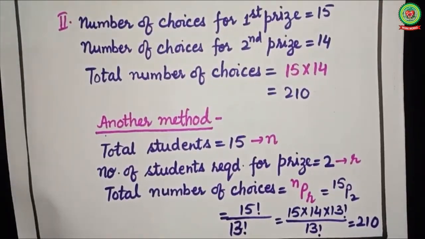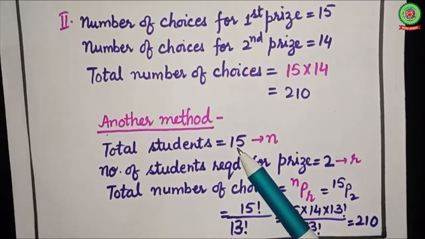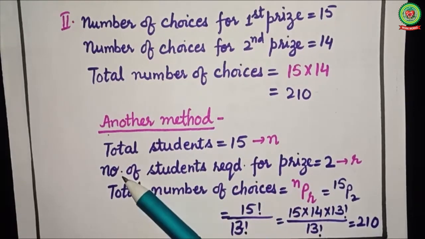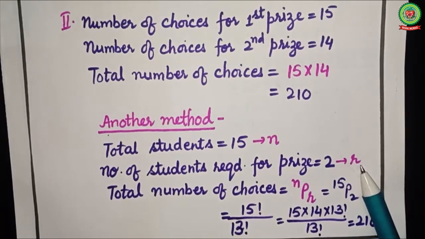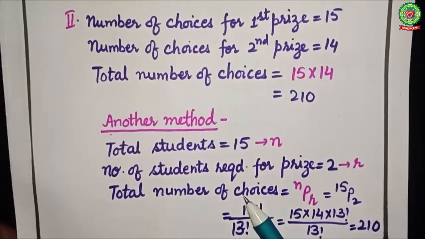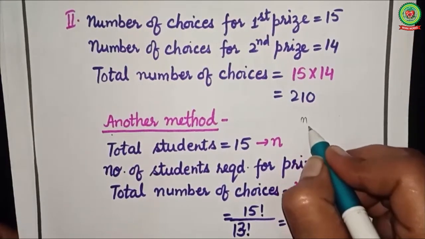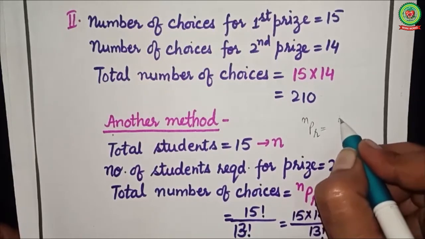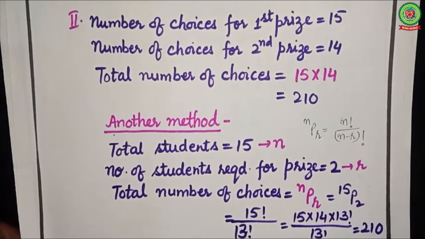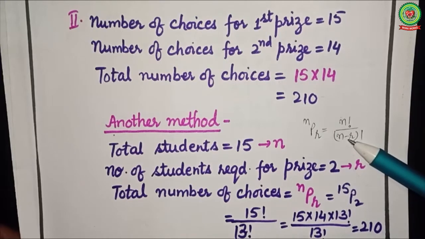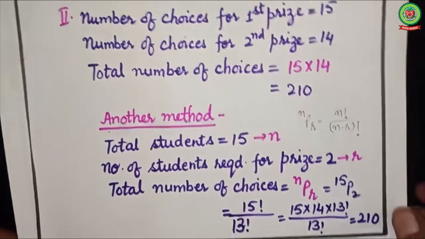Now there is another method also for solving this question by using the formula of permutation, because here we have to see how many choices are there. So again here total students is equal to 15, that is the value of n, and the number of students required for the prize, that is 2. So this is the value of r. Therefore the total number of choices we can find by using the formula of nPr. Now the nPr formula, we have already discussed, is n factorial upon n minus r factorial. So here n is 15 and r is 2. So when you put the values, you will get 15 factorial upon 15 minus 2, that is 13 factorial.